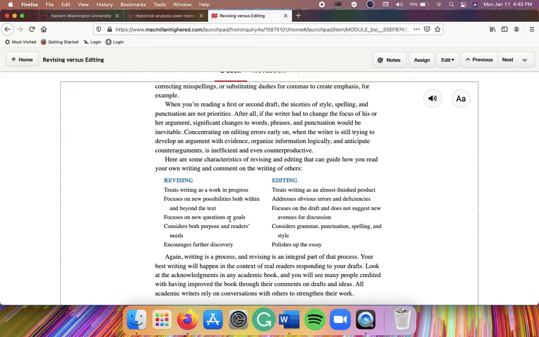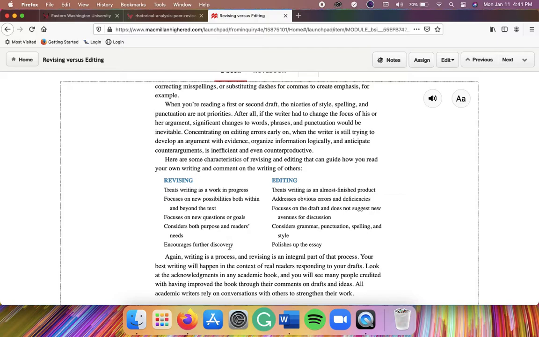You'll want to look at the ideas that people have in their paper and critique them, tell them how they can improve, what else they might be missing, those sorts of things. You focus on new questions or goals, consider both purpose and the reader's needs, and encourage further discovery.